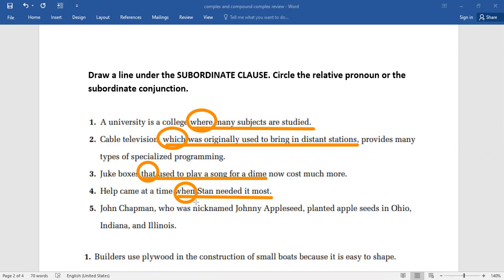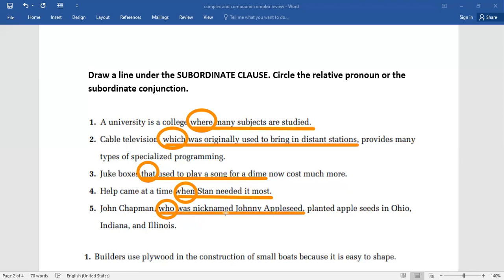Perfect. All right, Yasir, please, number five. Who was nicknamed Johnny Appleseed. Good. Sorry, Appleseed. And again, here we see that it starts with "who," and who describes John Chapman.